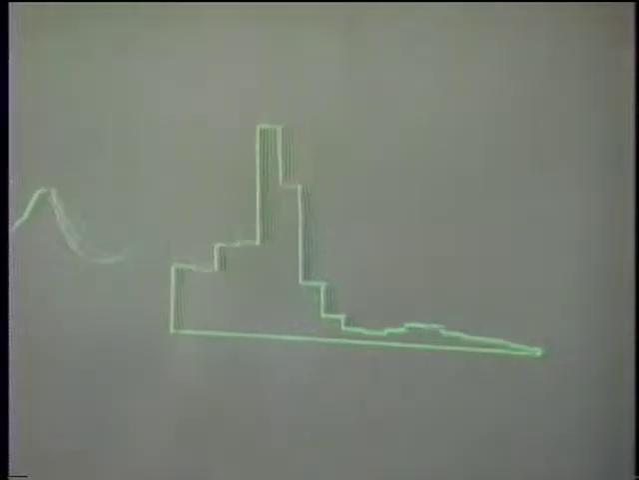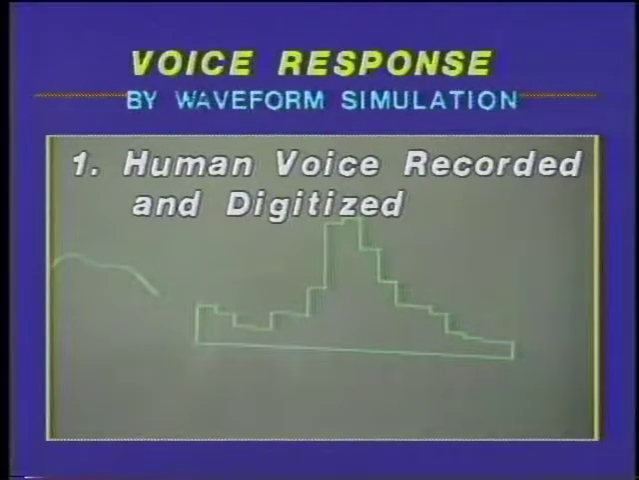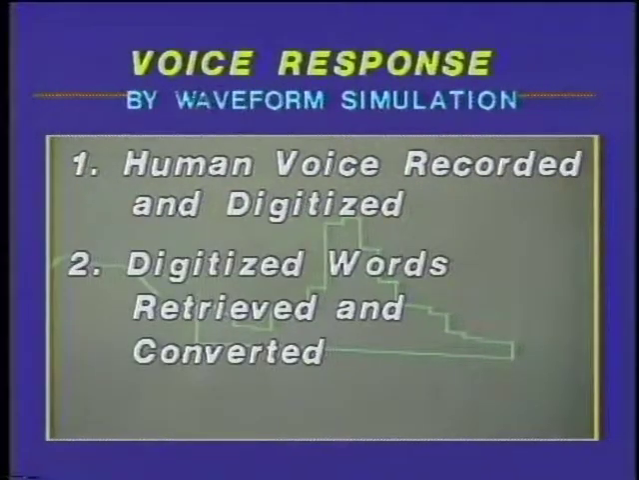Earlier, we discussed the computer's ability to talk and listen. The correct terminology for these functions is computer voice response, CVR, for talking, and automatic speech recognition, ASR, for listening. Computer voice response uses two different techniques called waveform simulation and synthesis. Waveform simulation requires that someone speak the vocabulary into a microphone. The computer uses an analog-digital converter to digitize and store the words. When the computer wishes to give a voice response output, it retrieves the correct digitized word from storage and sends it to the awaiting listener through a digital-to-analog converter.